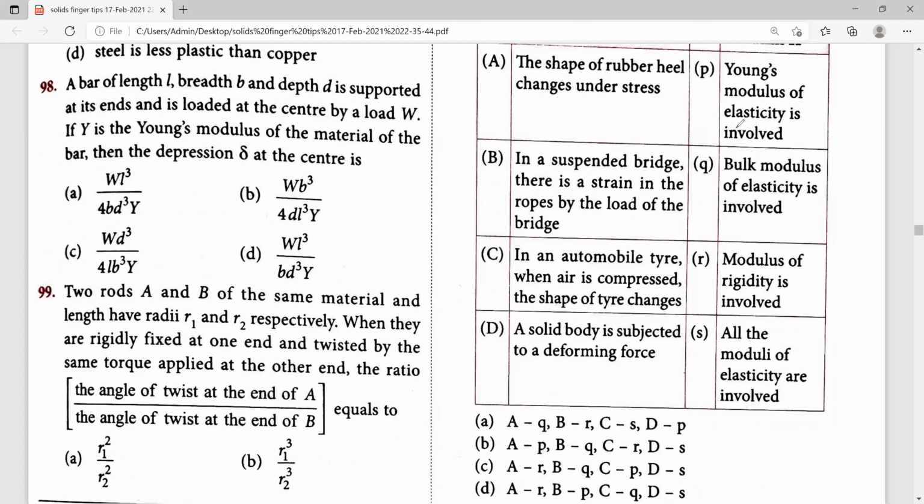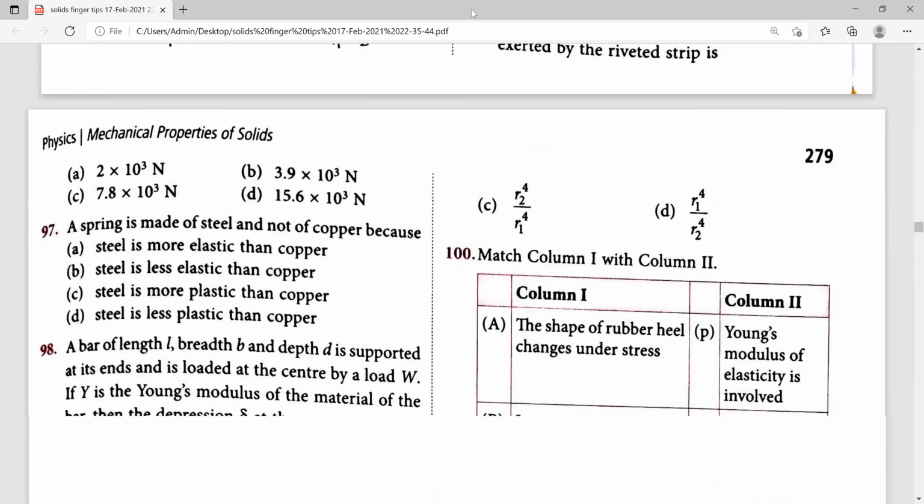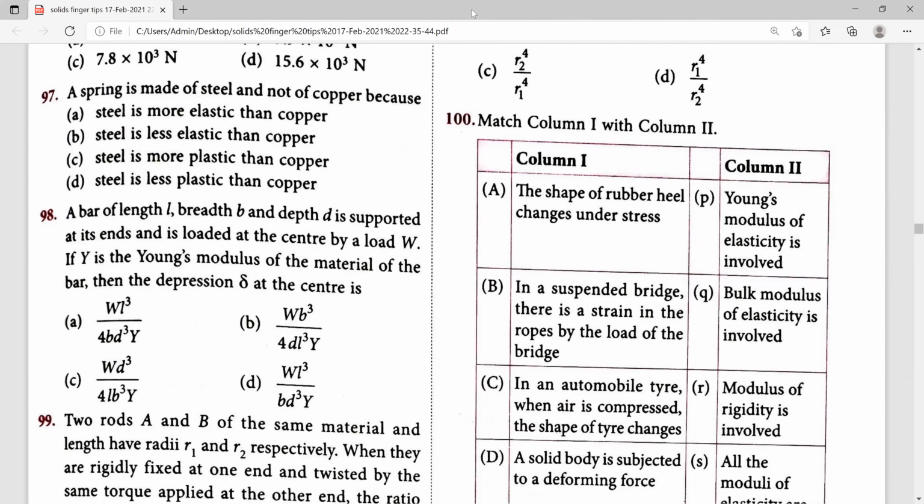Next, 99th one. Two rods A and B of same material and length have radii R1 and R2. When they are rigidly fixed at one end and twisted by same torque applied at other end, the ratio equals to. Two options are visible here, and another two options are mentioned here, and we have to guess the answer for 99th one.